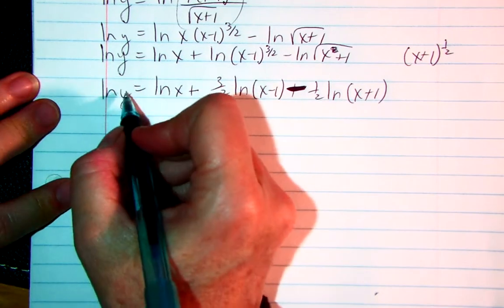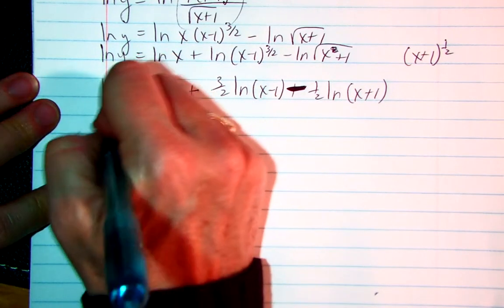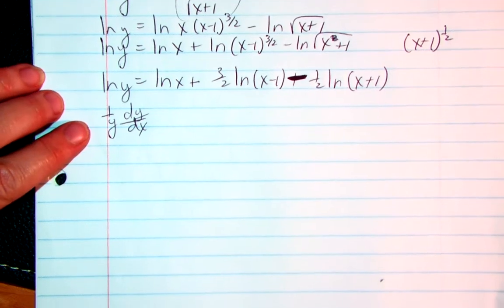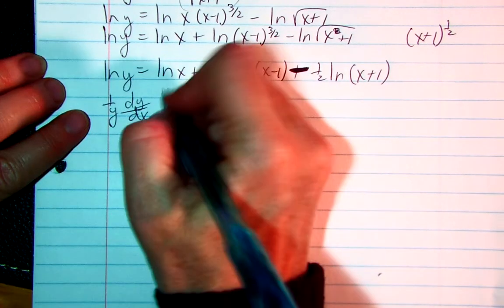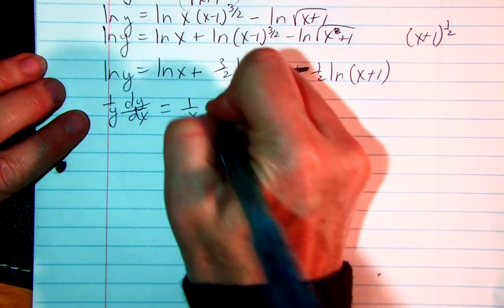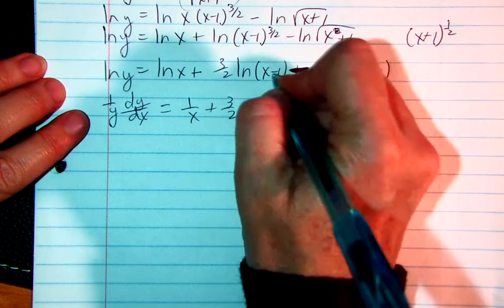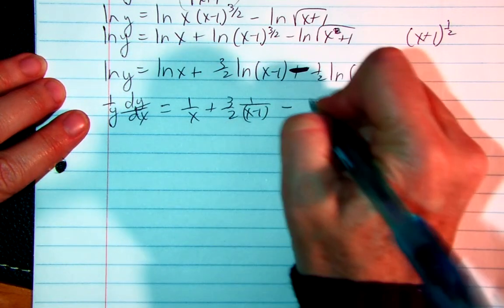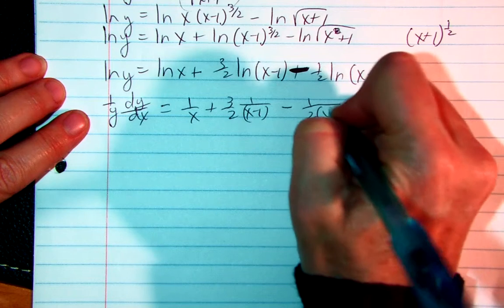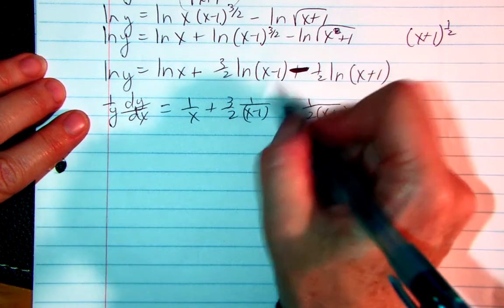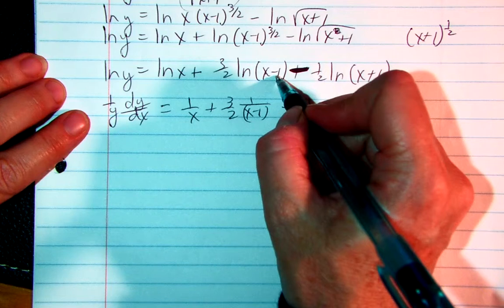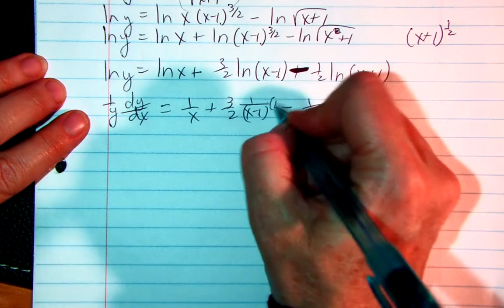So I take the derivative of this that has a y in it. It's 1 over y dy/dx. So I'm going to solve for dy/dx. Equals, well, that's just 1 over x. Put my 3/2. That's just 1 over x minus 1. Minus, put my 1/2. And again, I'm sorry, x minus 1, and then I'm supposed to use the chain rule and find the derivative of x minus 1. It happens to be just 1.